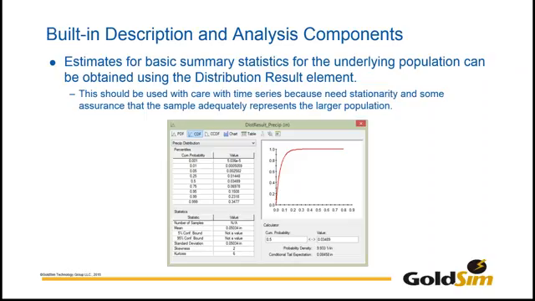And so I just bring that up to highlight the fact that the distribution result element is estimating the underlying population statistics. So it may give you a value for the mean here in these statistics that's not exactly equal to what would be the mean for the sample or the individual result values if you took that table of result values and calculated the mean, okay?